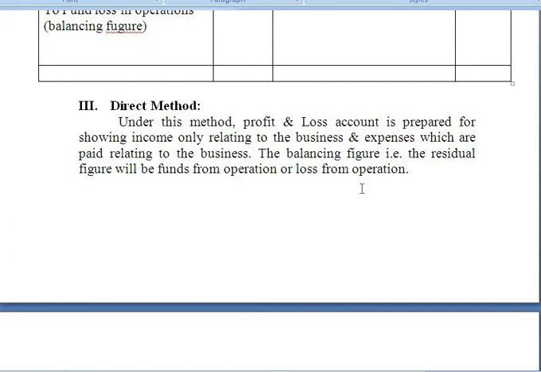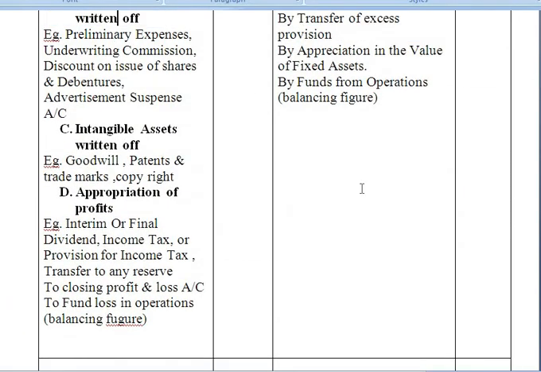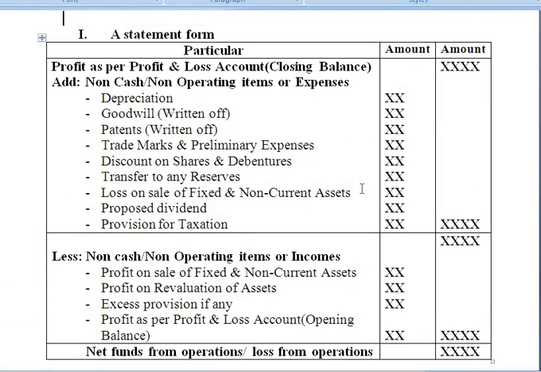Okay, I hope you understood all three methods. The most common method we use in the calculation of the funds flow statement is the first one, funds from operations in statement form. You should remember these examples of non-operating incomes and expenses, which will help you find out funds from operations.